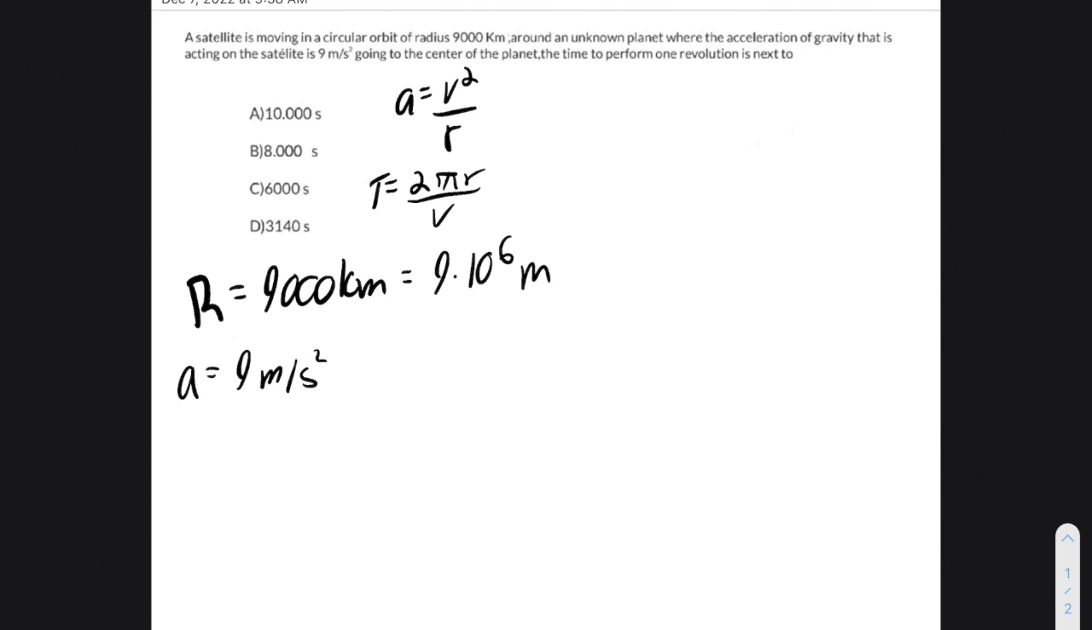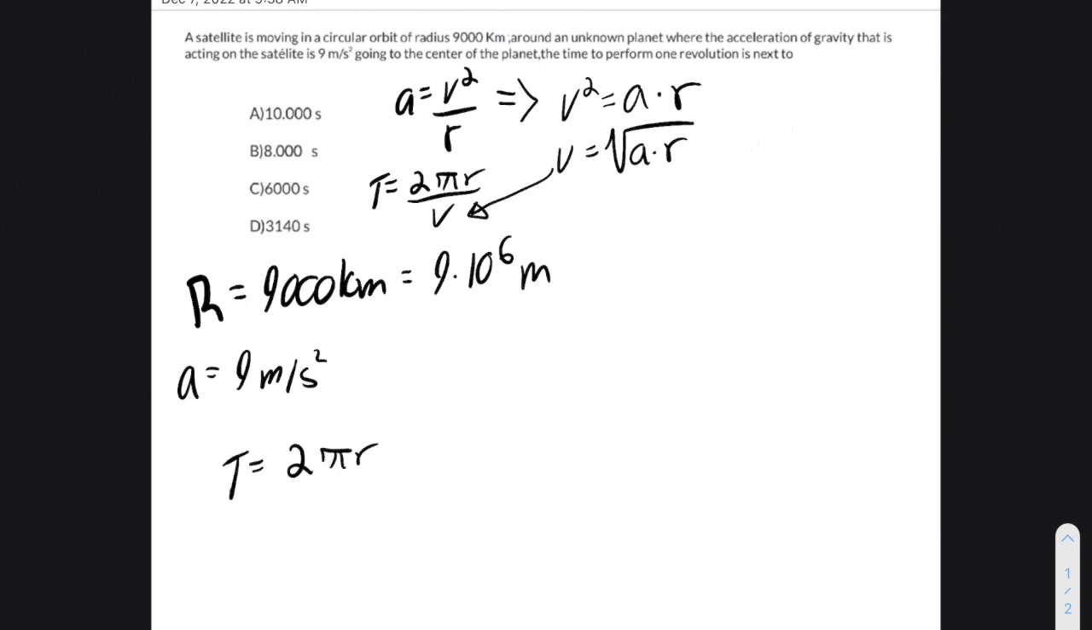So since acceleration is equal to velocity squared over the radius, we could say that the velocity squared is equal to acceleration times the radius, or that the velocity is equal to the square root of the acceleration times the radius. So we can then plug this into the time equation. And so time is equal to 2 pi r divided by the square root of acceleration times the radius. So that's 2 pi radius. The acceleration is 9, so the square root of 9 is 3 times the square root of the radius.